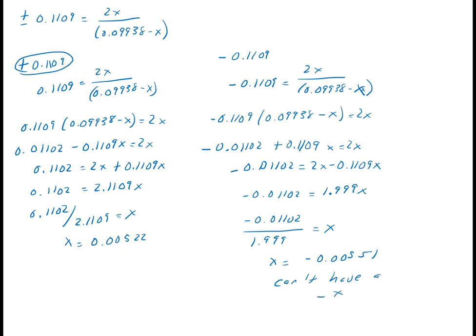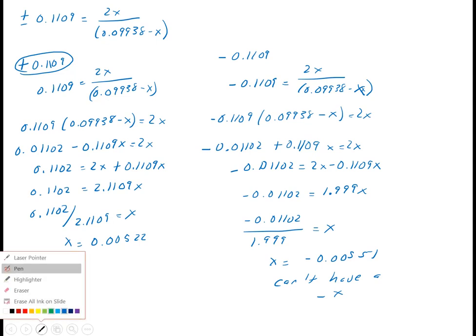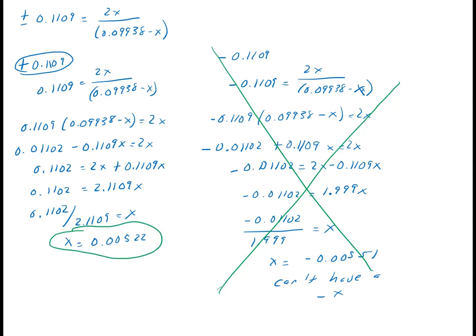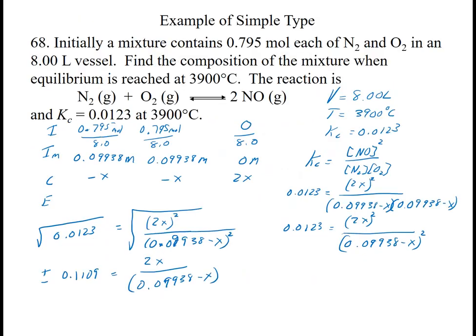So that means that this calculation is not the one I use. I'm going to use instead this one right here. So I'm going to go back to my previous slide now and get my final answer using this 0.00522. So I'll write down here at the bottom that x is equal to 0.00522.